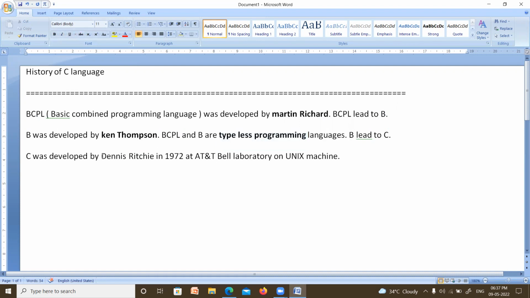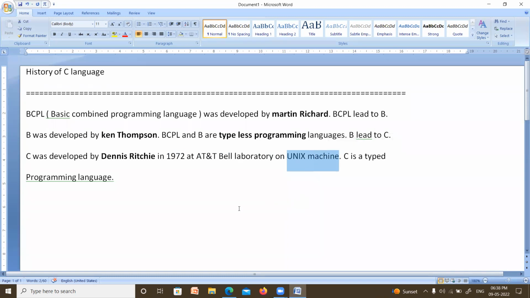After that, Dennis Ritchie introduced a new programming language. Its name is C, with data types. C is a typed programming language. What is the meaning of typed programming language? C language supports data types. So this is a brief history of the C programming language. It was developed in 1972 at AT&T Bell Laboratory on a Unix machine.